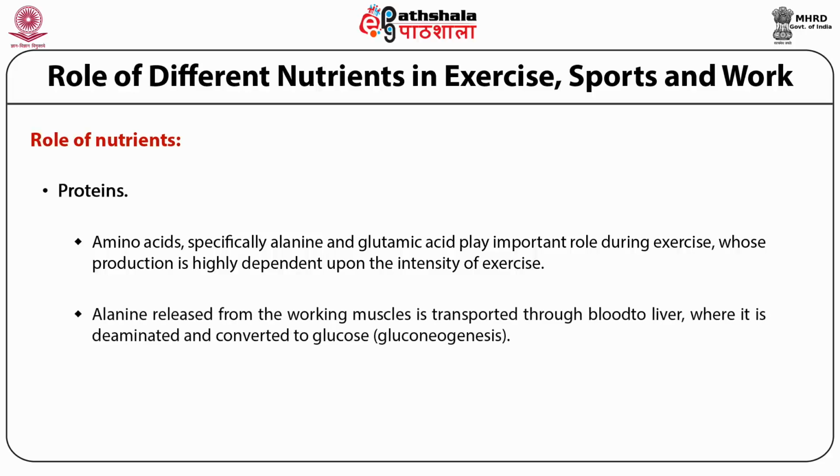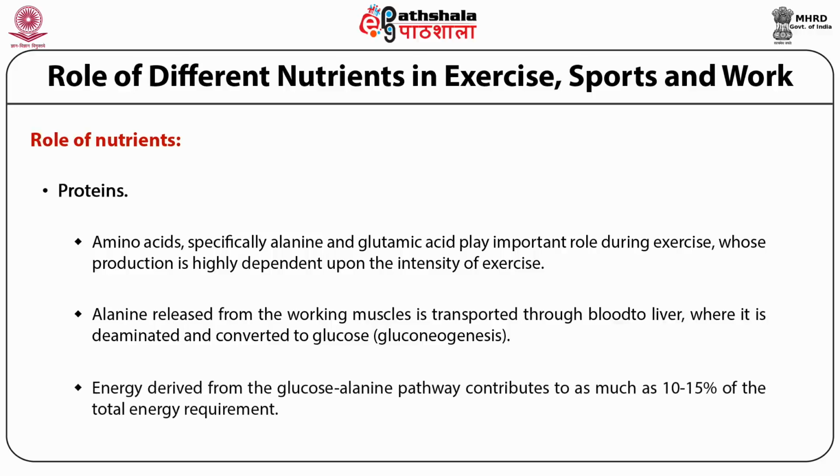Alanine released from the working muscles is transported through the blood to the liver, where it is deaminated and converted to glucose. This glucose is then released into the blood and transported to the working muscles. Energy derived from the glucose-alanine pathway contributes as much as 10 to 15% of the total energy requirement.